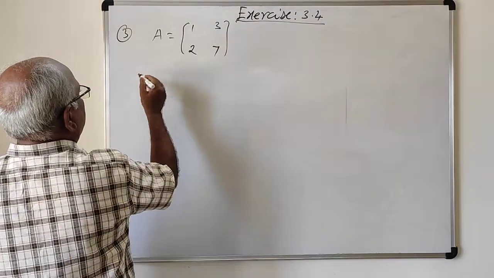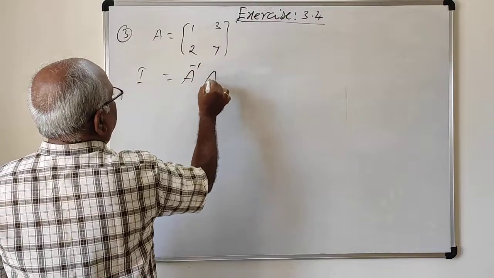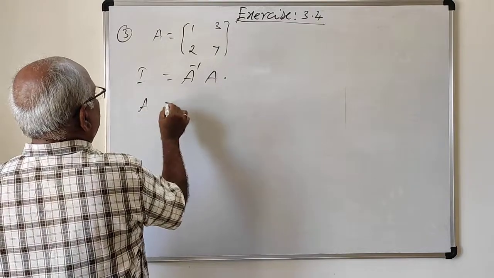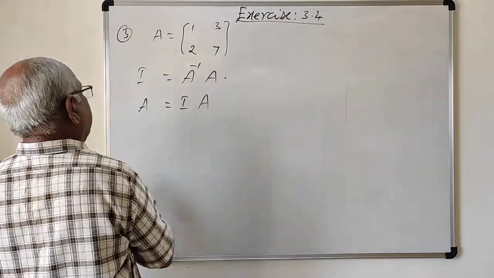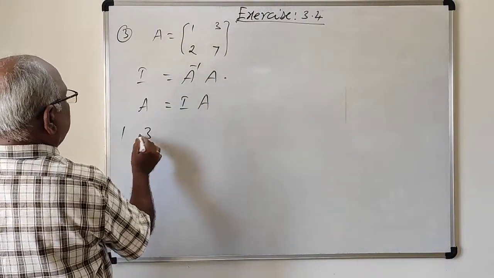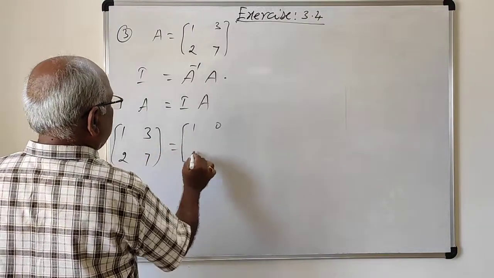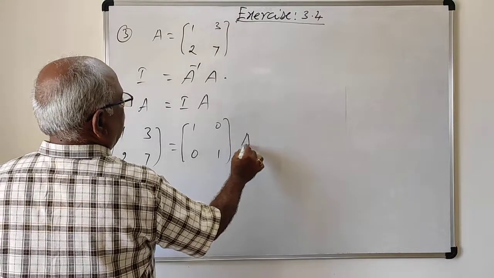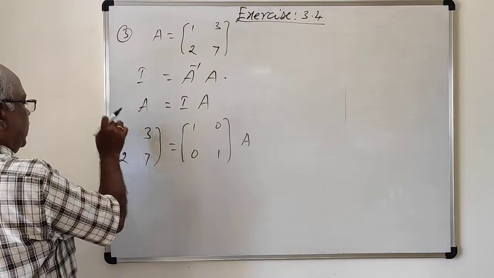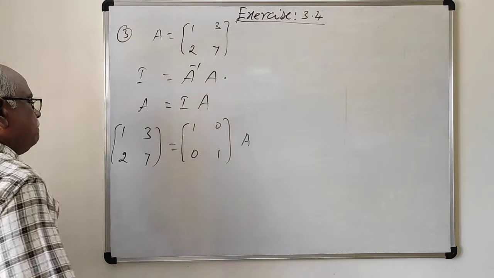We know by the result, I equal to A inverse into A. Also, A equal to, by rule, IA. What is I? A is 1, 3, 2, 7, and I is 1, 0, 0, 1, the identity of order 2. The first row, first column element is already 1, so there is nothing to operate on the first element.